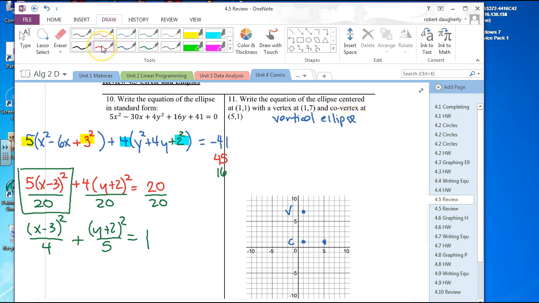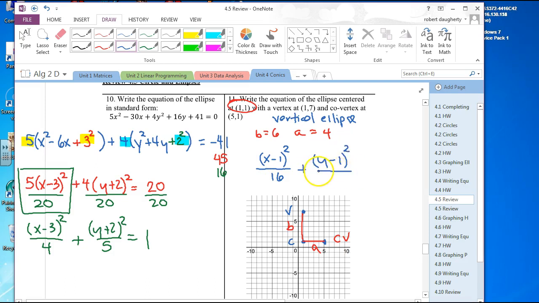And by definition, from the center to the vertex, that's going to be B. From the center to the co-vertex, that is going to be A in this case. So what are those numbers? You just count 1, 2, 3, 4, 5, 6. B is equal to 6, and A is equal to 1, 2, 3, 4. And the center is (1, 1). So the equation of this ellipse is (x minus 1) squared over A squared plus (y minus 1) squared over B squared equals 1.